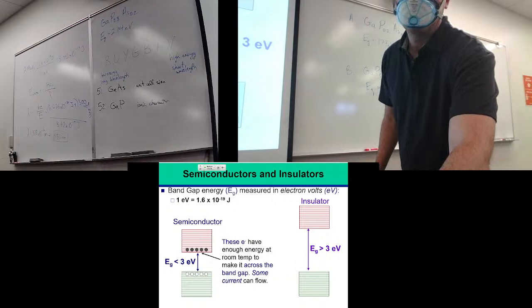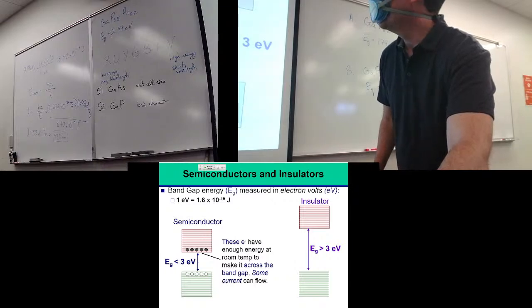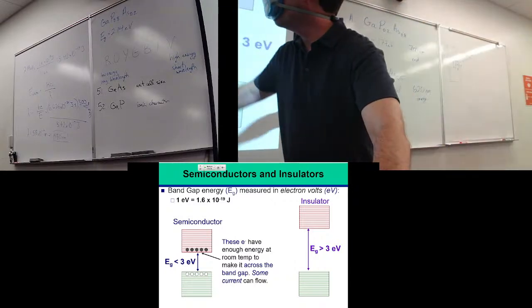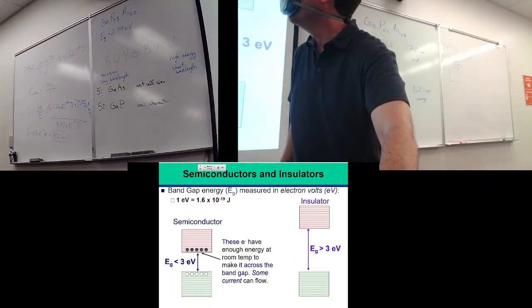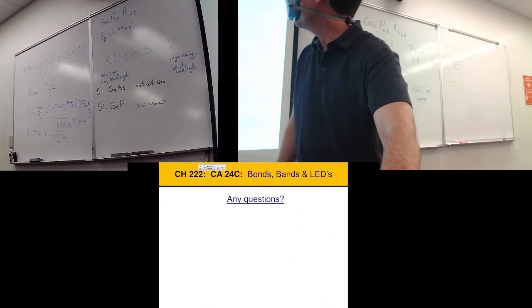Okay. So with semiconductors, there are a few atoms, or a few electrons, that can get up there, and the hotter you make it, the better it is. But insulators won't.